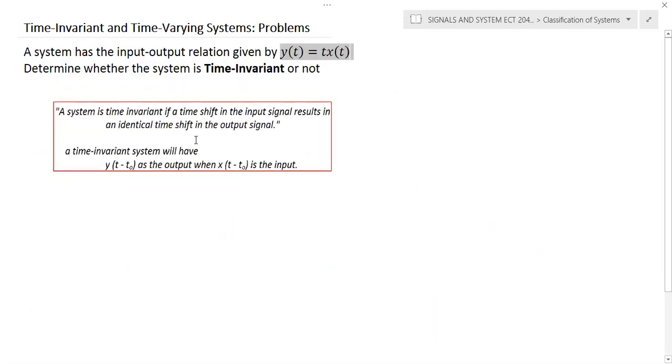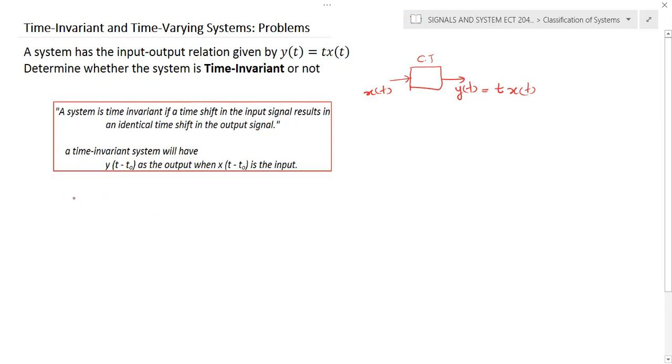First we can discuss a continuous time system, and for this particular system we need to verify whether the given system is a time invariant system or not. Here the input signal is x of t and the corresponding output is y of t. If you apply an input x of t, the corresponding output will be t into x of t. That's the behavior of the system. Now we can check the time invariance property.